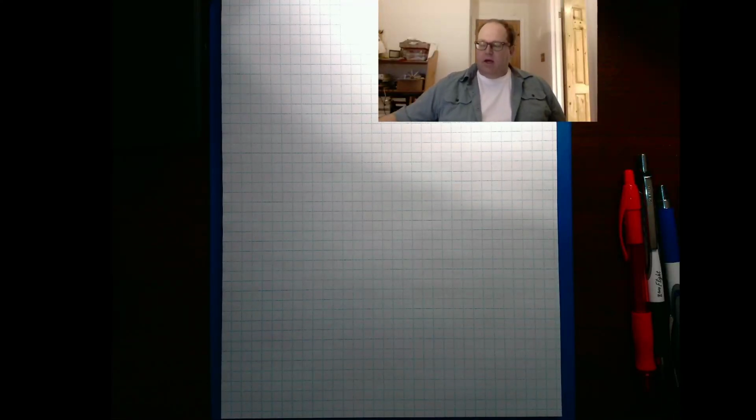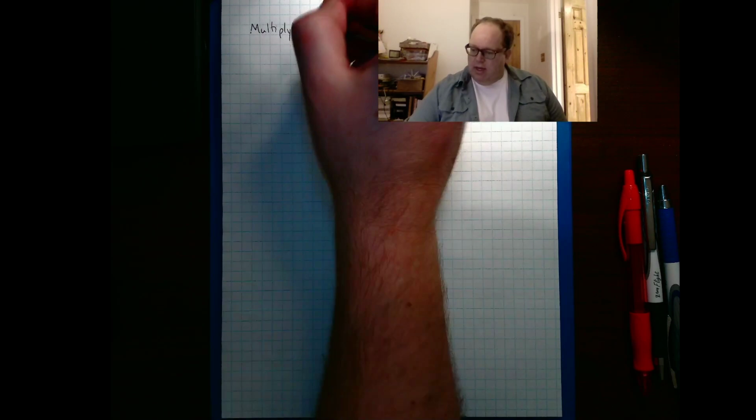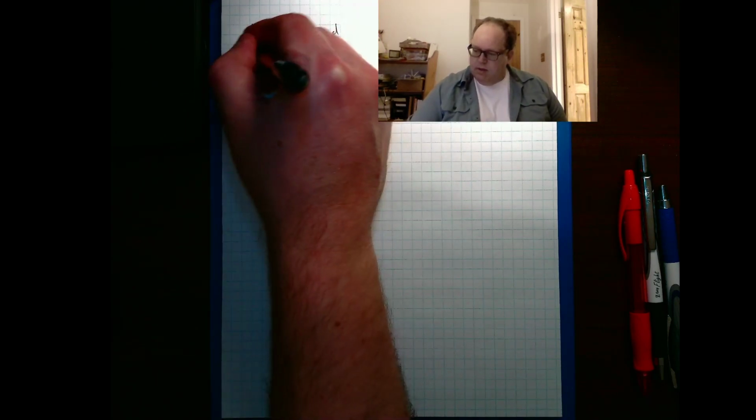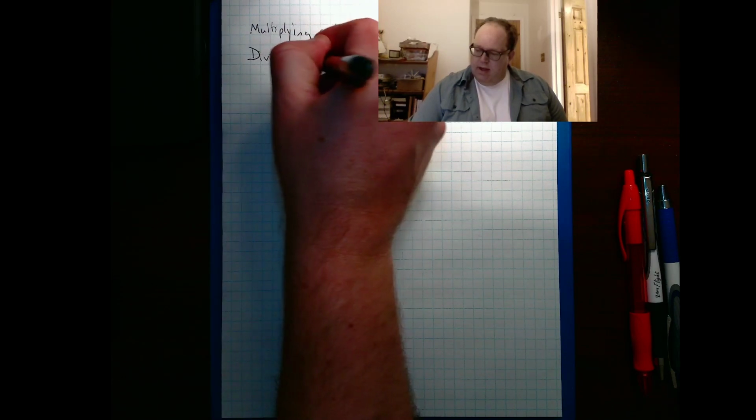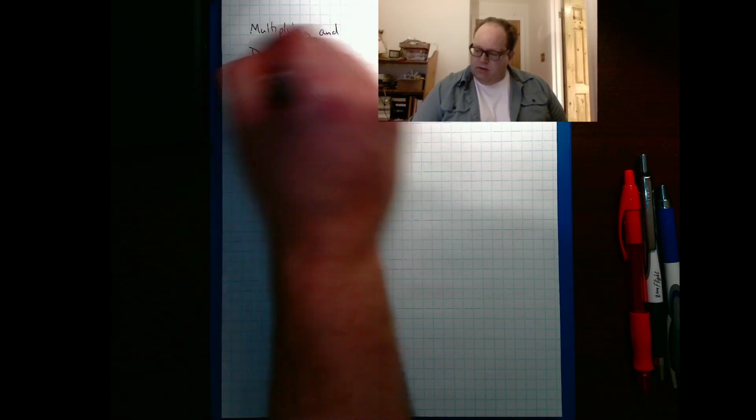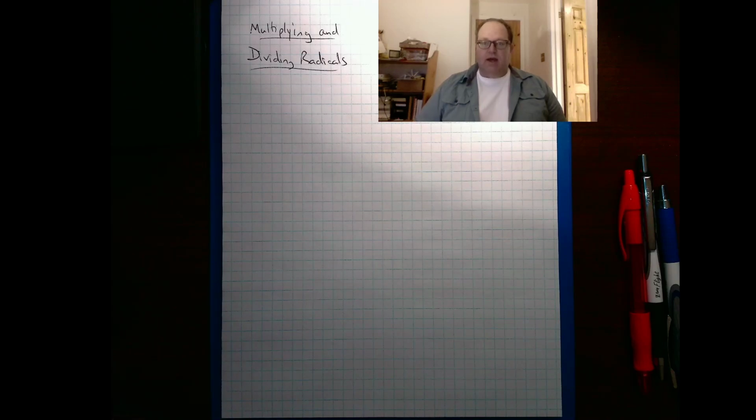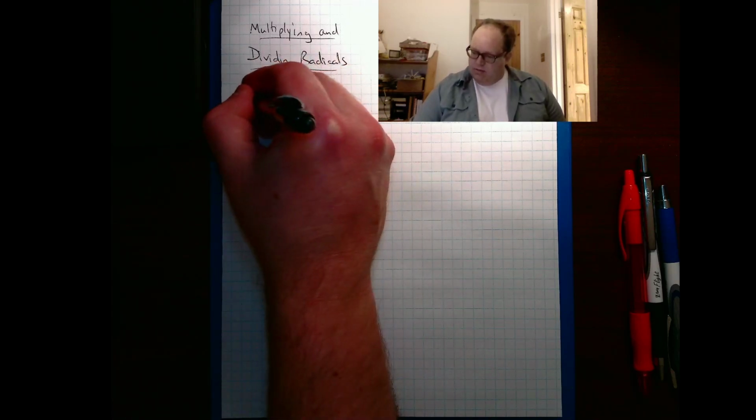Okay, today we're going to talk a little bit about multiplying and dividing radicals. Now, I mentioned a little bit about this in the last set, so I'll probably start with what I mentioned last time. In order to combine radicals through multiplication or division, they need to have the same index.